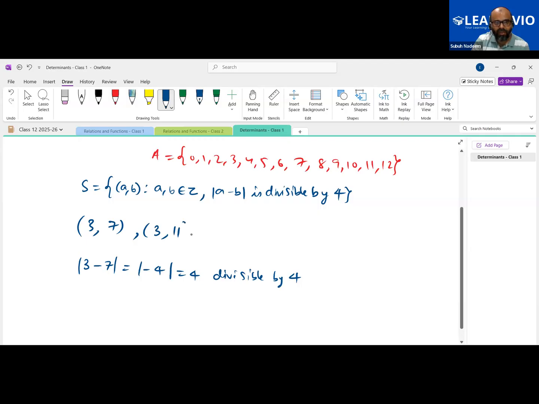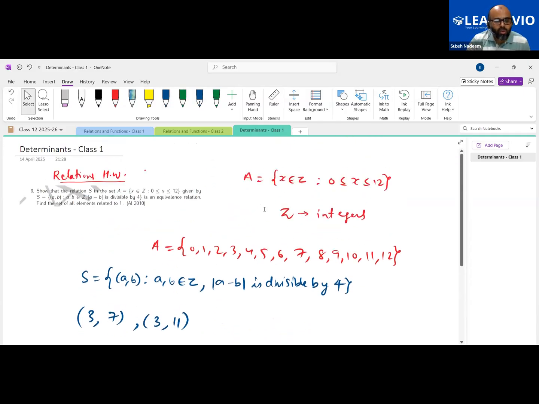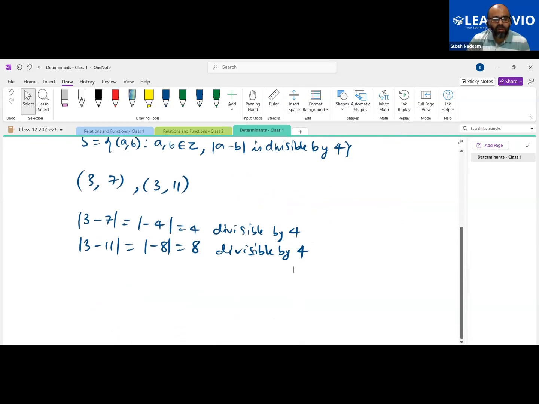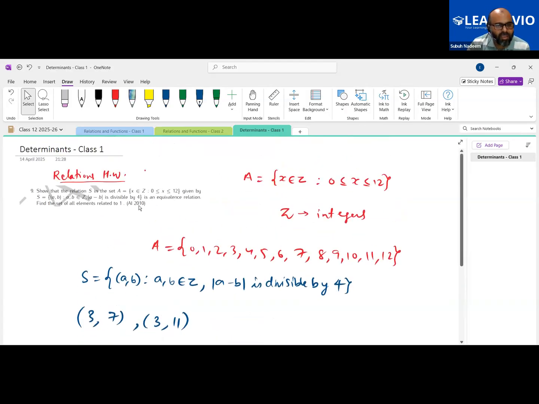3 can be paired with 11, because if you take 3 minus 11, it will become minus 8, which will become 8 with mod, and 8 is also divisible by 4. So mod of a minus b is divisible by 4, and so 3 is paired with 7, 3 is paired with 11. Similarly, you can pair 6 with 10, 6 with 2, so that the difference should be a multiple of 4.